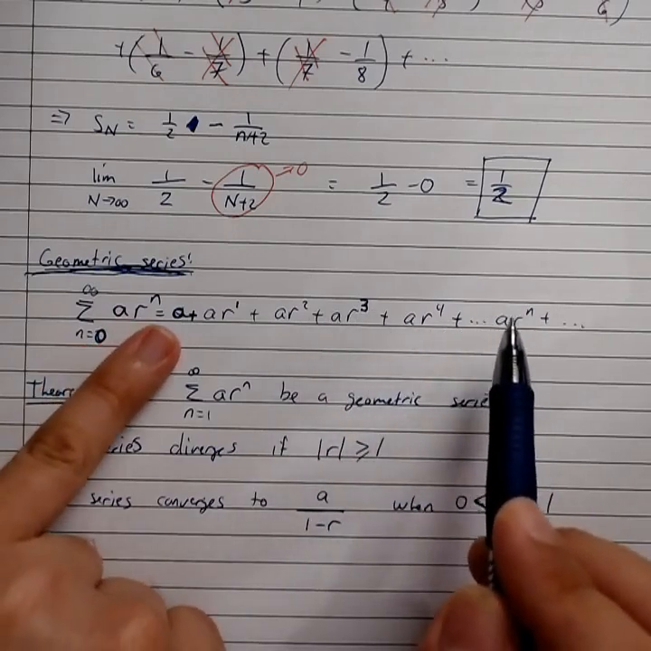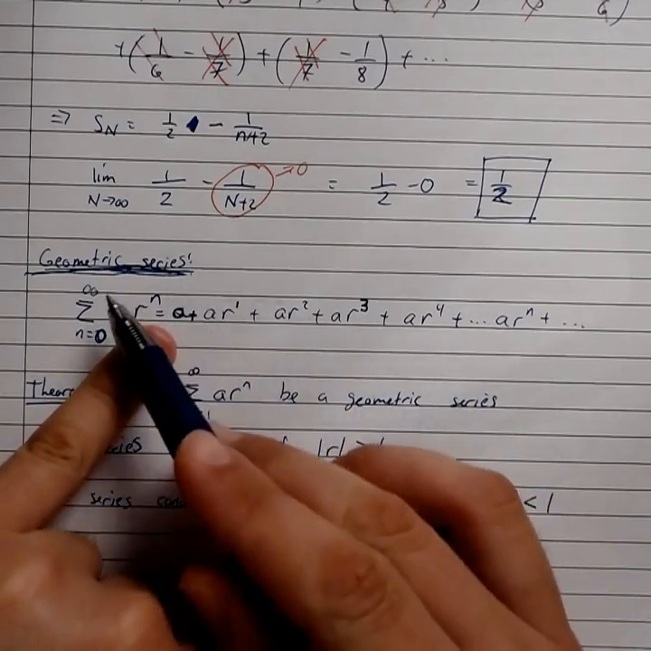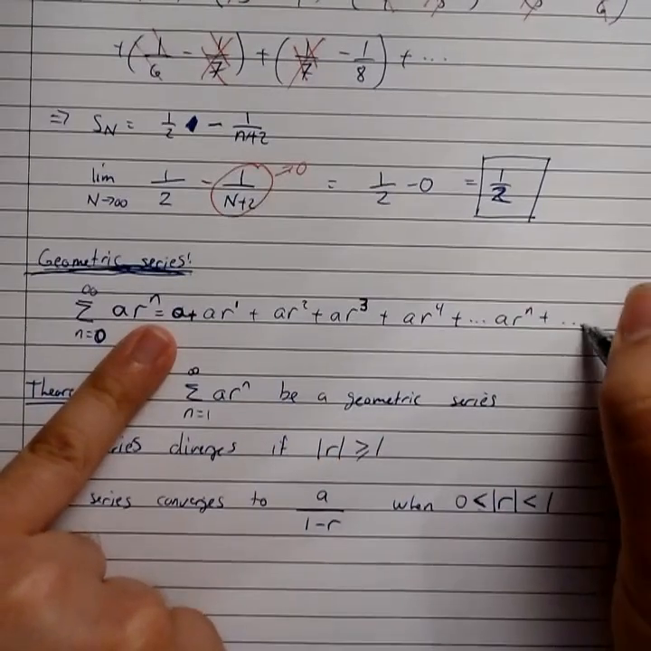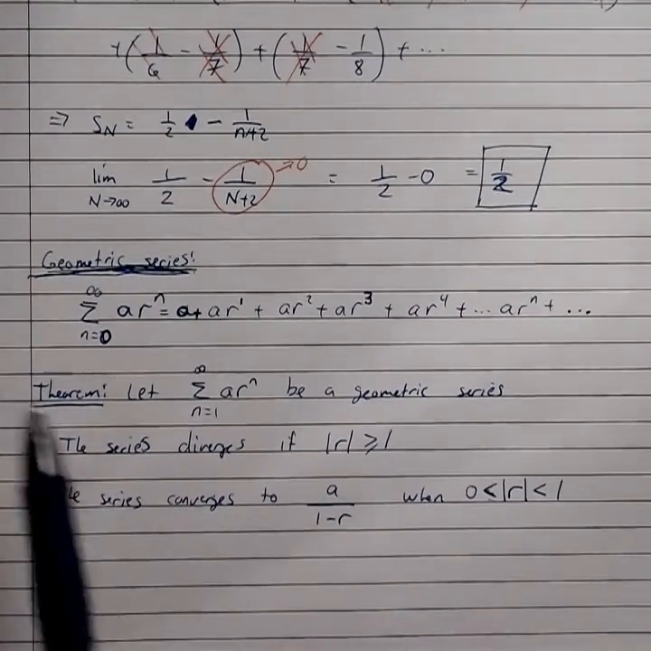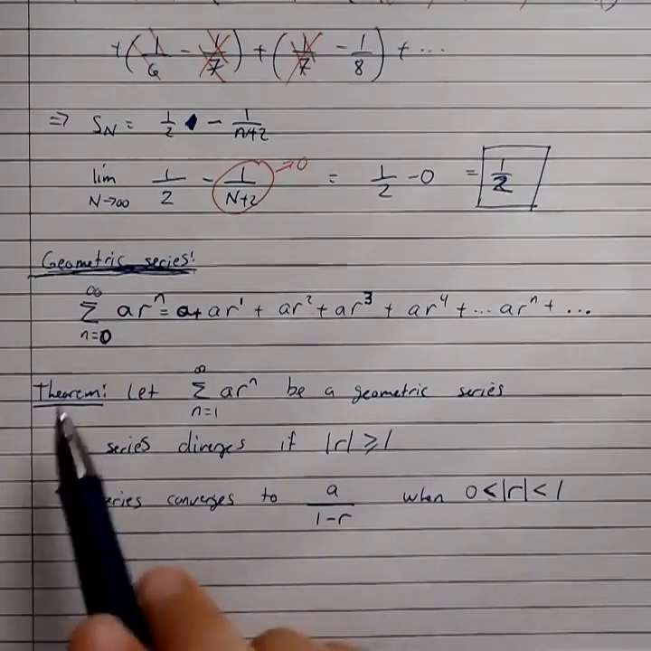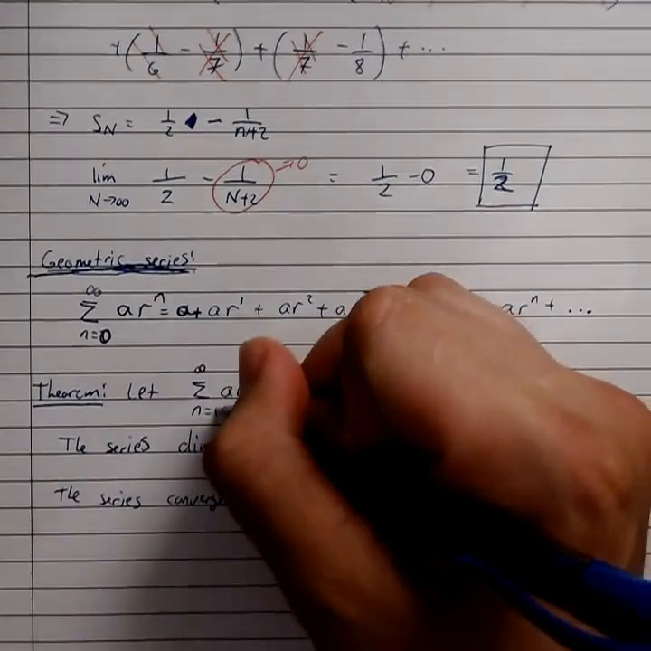Eventually you get to ar to the n, but of course, this being an infinite series, this keeps on going forever. All right, so once you have a geometric series, you have a theorem. Ooh, that should be a 0.